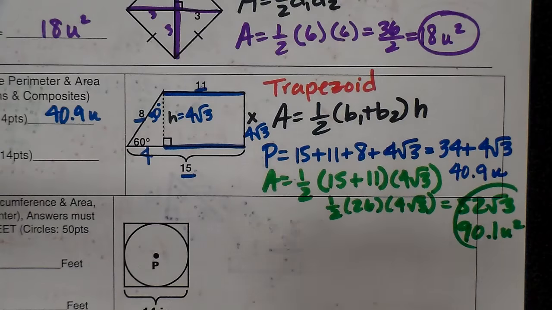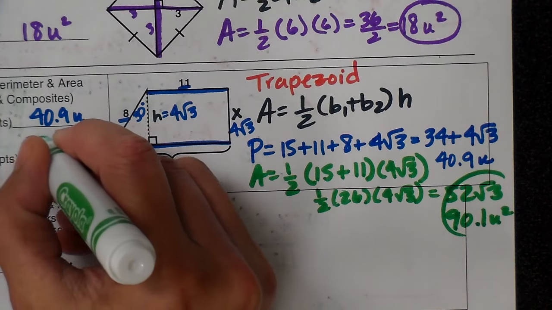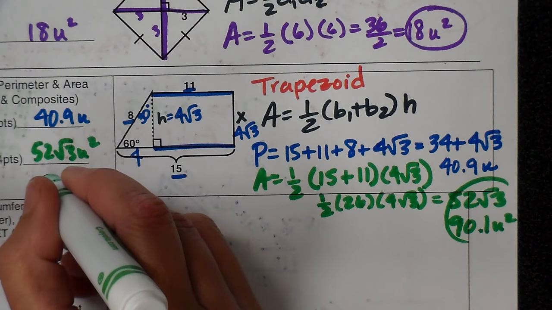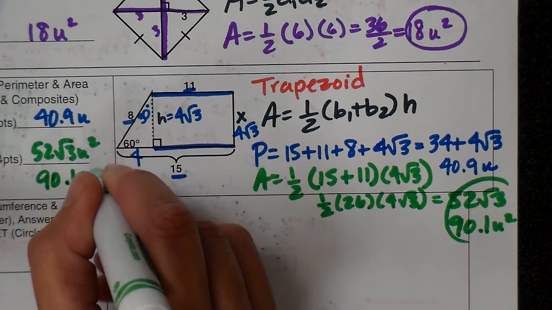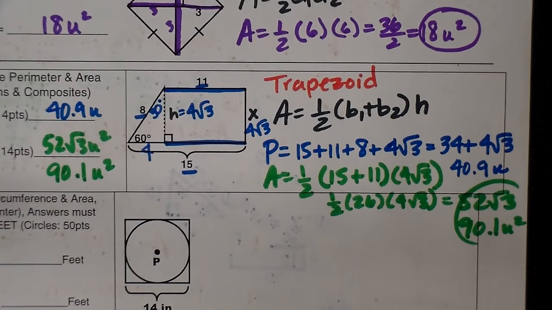So these are your answers. And that's how you find the area of the trapezoid. 52 square root of 3 units squared, or 90.1 units squared. So those were the ones that qualified you for area of polygons and composites.